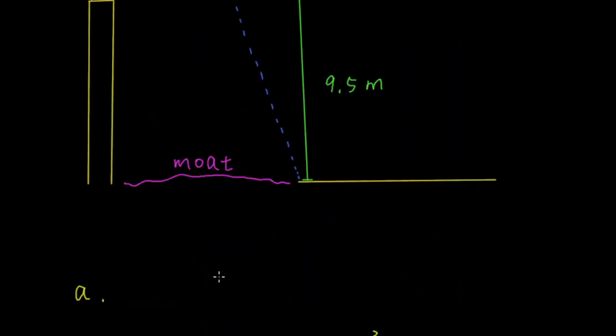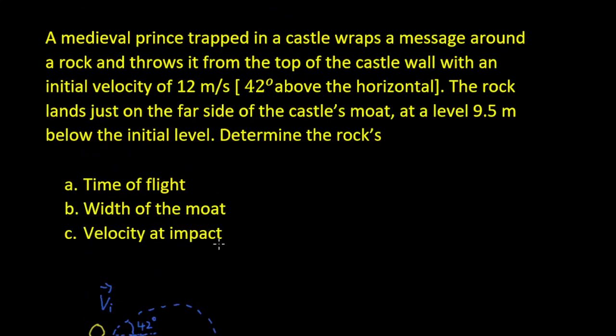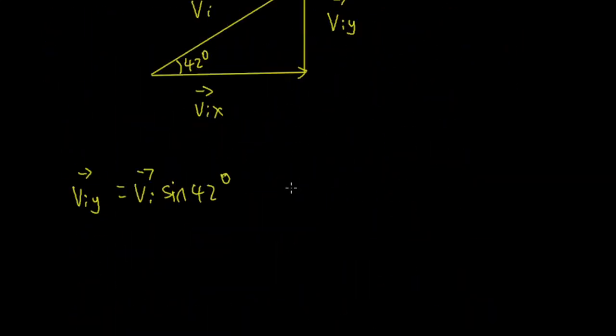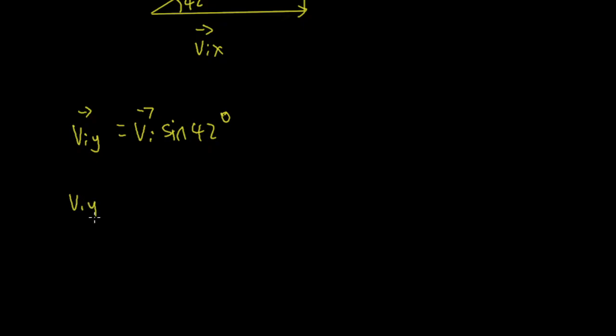It's given in the question. 12 meters per second. So v initial y is equal to 12 sine 42 degrees. V initial y is equal to, let's put in the calculator. 12 sine 42 degrees is around 8.03 meters per second.